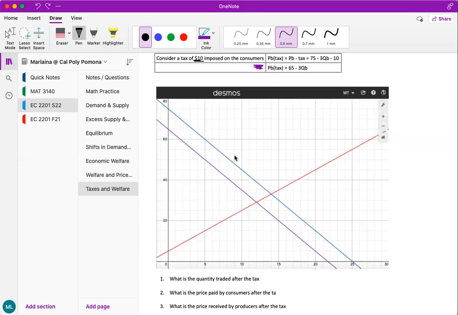Now, just really quickly, I'm going to go over these first three problems, and then I'm going to end this video, and I'll look at the surpluses in another video. But let's go through this really quick before we run out of time.